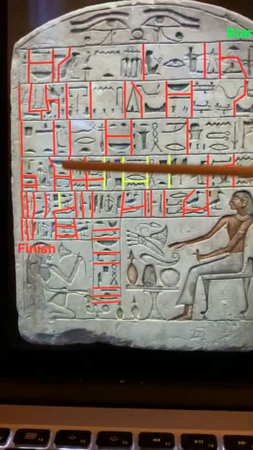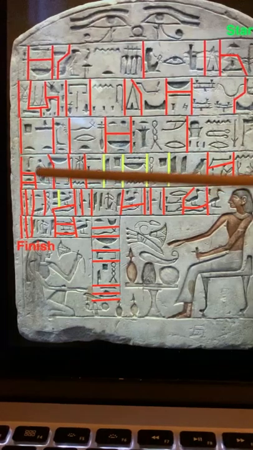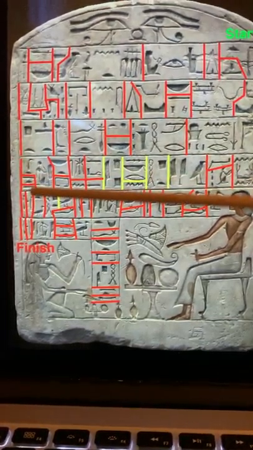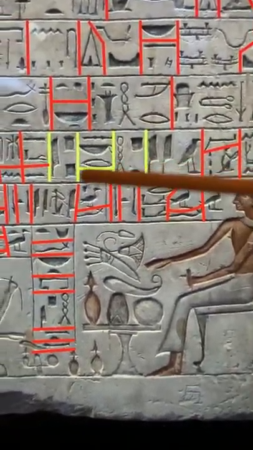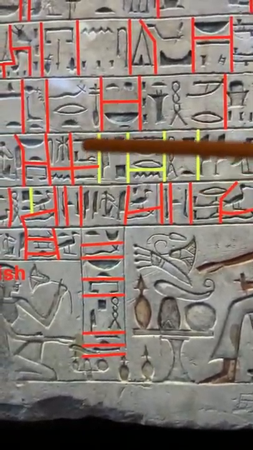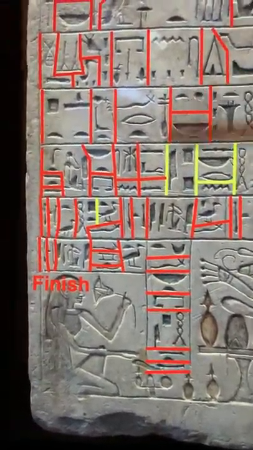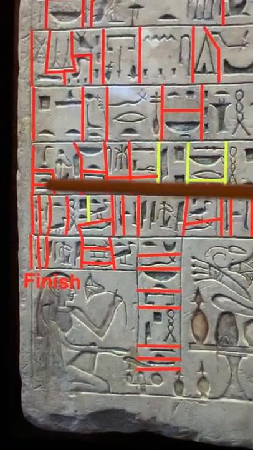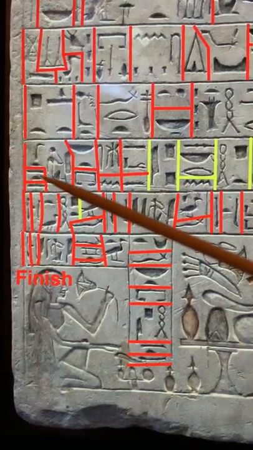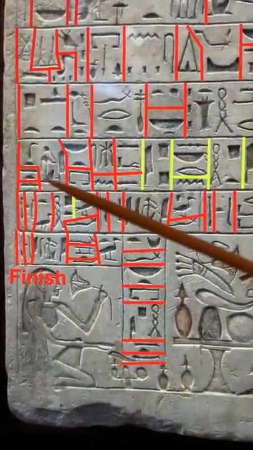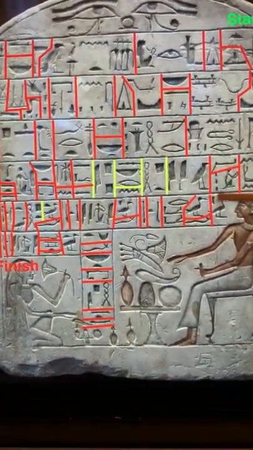Born of the lady of the house, Iti, probably his grandmother. True of voice. Now, I want you to pay attention to this. Pepy is male. His true voice is Ma'ehuru, so it's masculine. But if you look at his mother, Teti, it is Ma'ehuru, the little tea bread right over here indicates the feminine. So that's the difference right there with the grammar. So you just learned a little grammar.